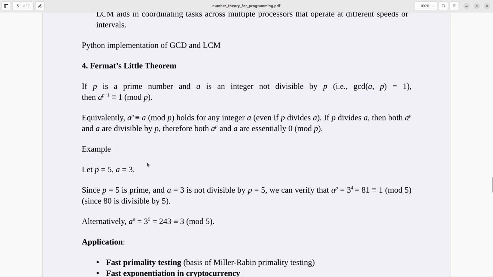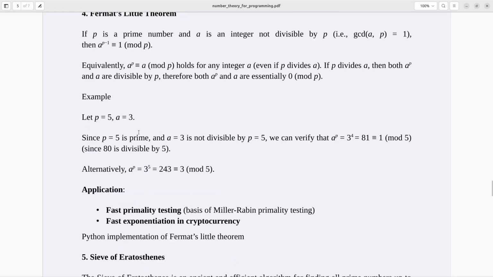So let us see this example. If P is 5 and A is 3, I can play with Fermat's little theorem.